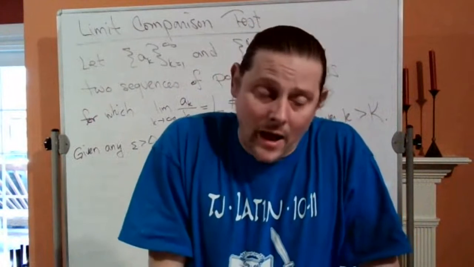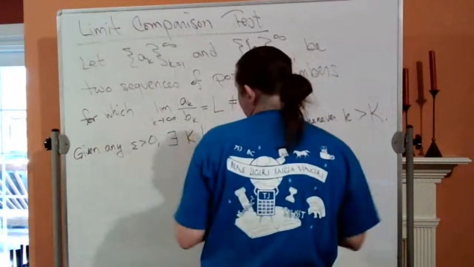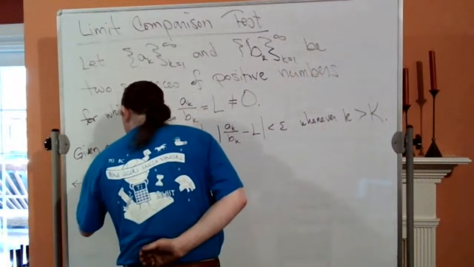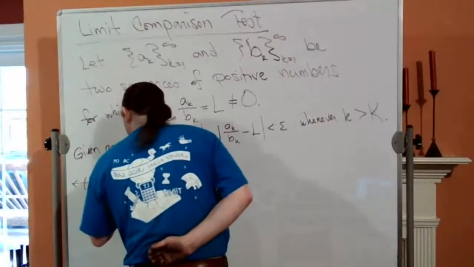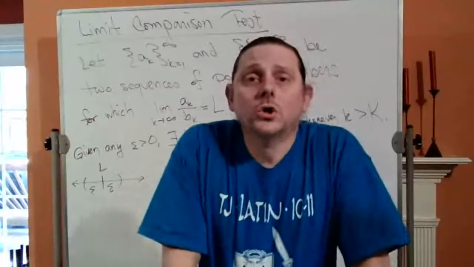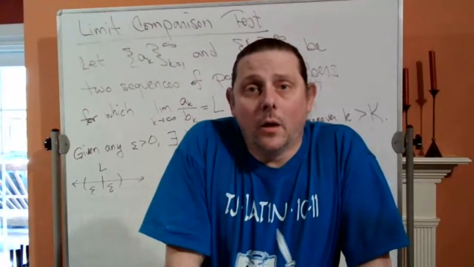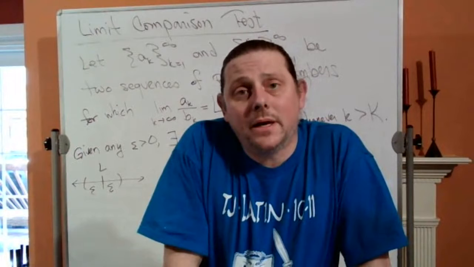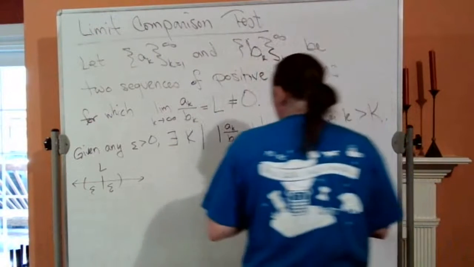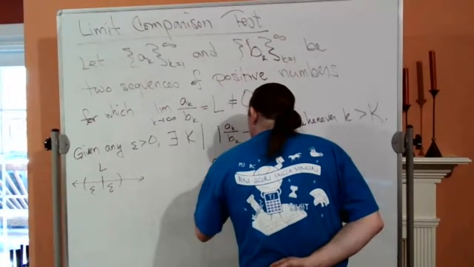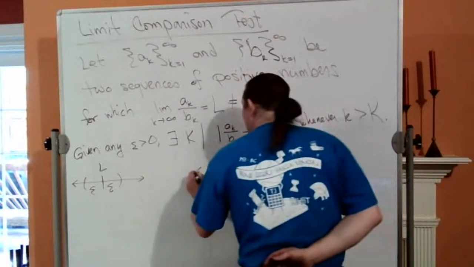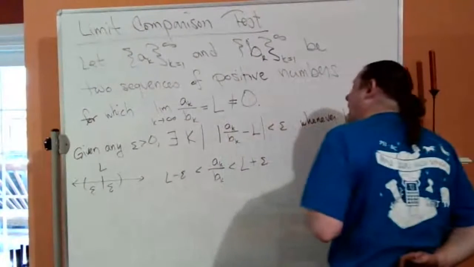Okay? Now, if we look on a number line, this inequality sets up a window surrounding capital L. And we say AK divided by BK must lie in that window. So that means AK divided by BK is less than L plus epsilon and larger than L minus epsilon.